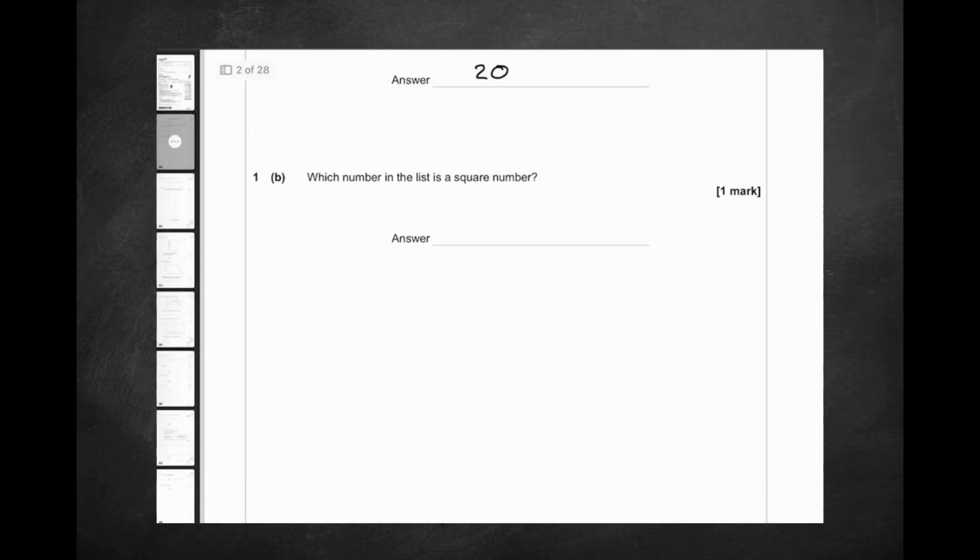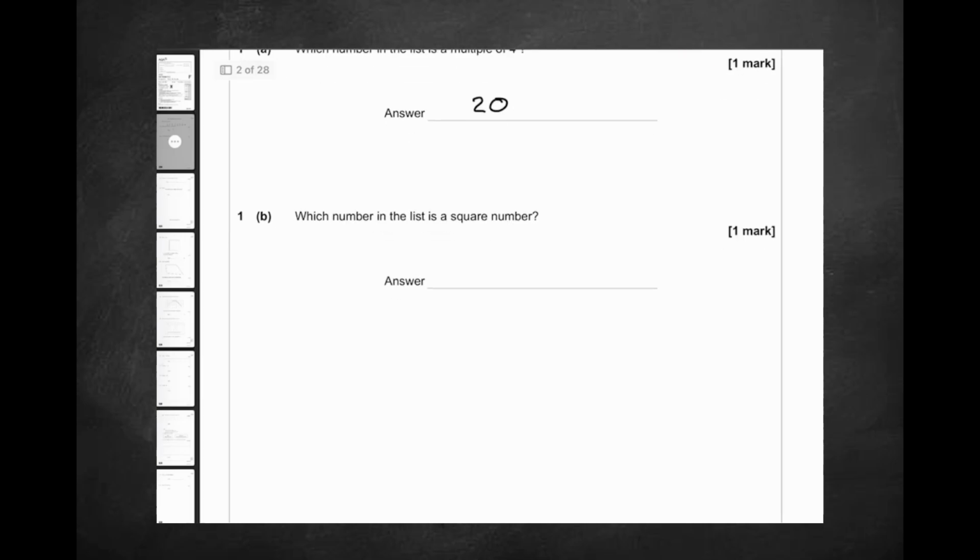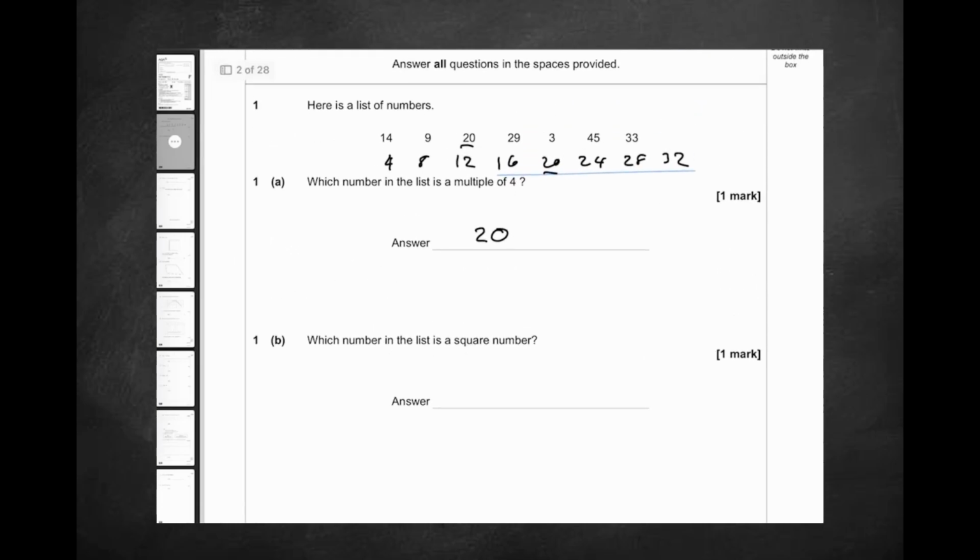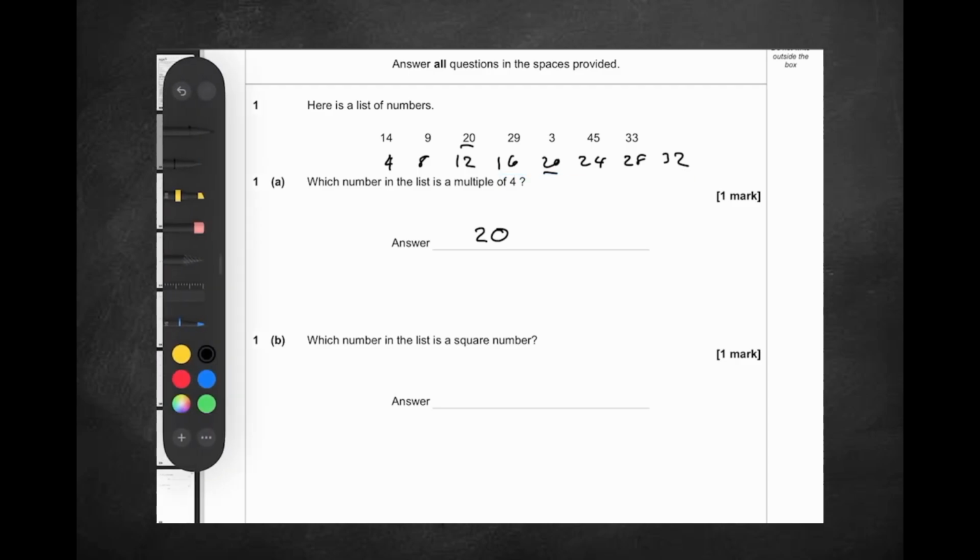Part B. Which number in the list is a square number? So a square number is just a number that is the solution when you times a different number by itself. So 1 times 1, 1 would be a square number. 2 times 2, 4 would be a square number. 3 times 3, 9 would be a square number, and we have 9 on our list. Therefore, that is our answer.